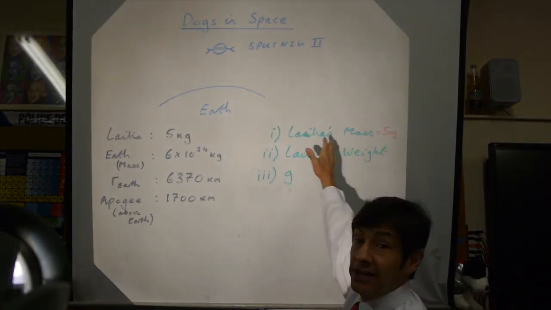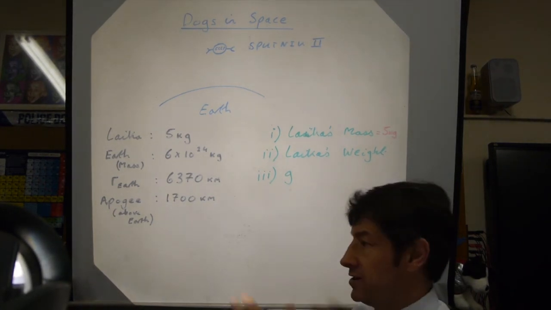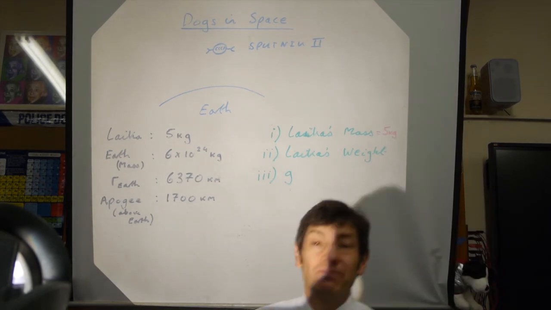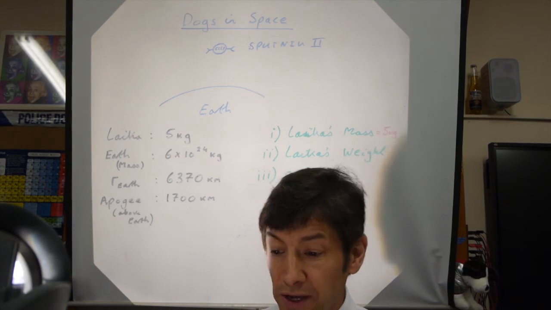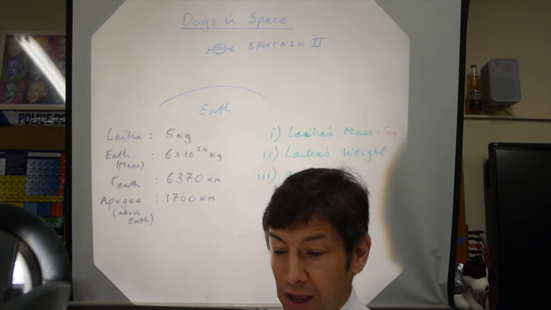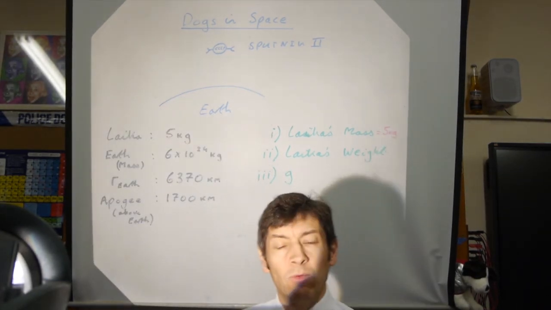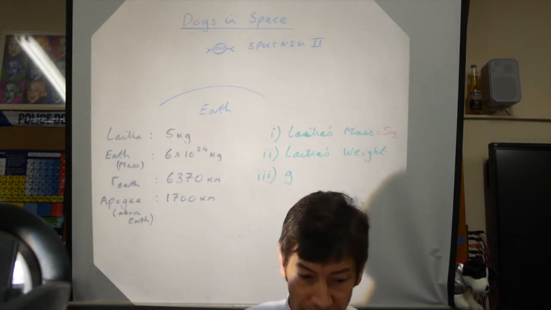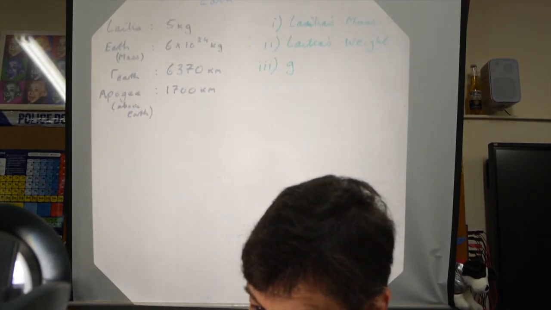That hasn't changed. I know one or two of you will know about general relativity and all of that sort of business, but look, it's going to be 5 kilograms up at that apogee point, whatever happens. However, the gravitational field's weaker, so her weight is going to be lower. And if we know the value of g, we can work out her weight, and what percentage it is of her weight on Earth. So here we go.